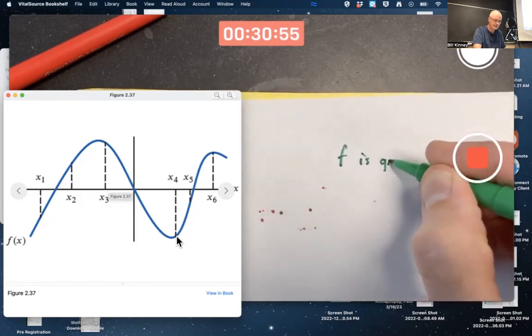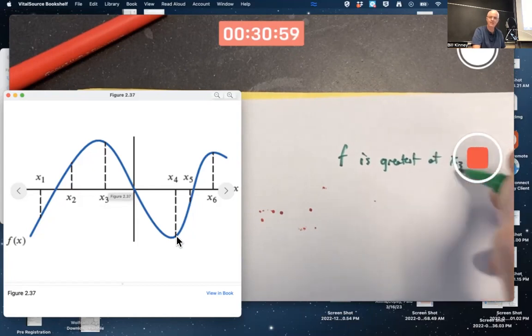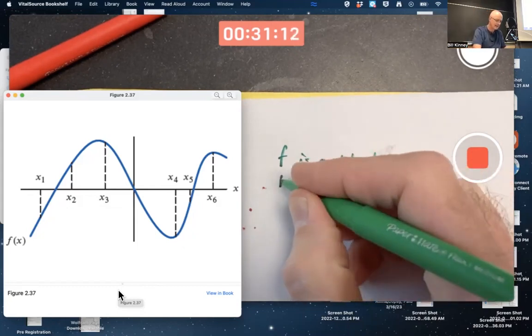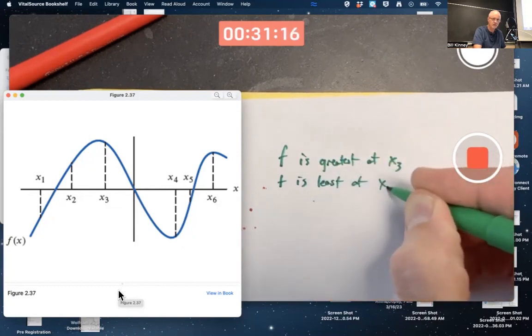f is greatest at x3. Nothing to do with calculus there. I'm just looking at this plain old graph and not even thinking about slopes at all. Just where is it highest and least of these 6 marked points? And f is least at x4.